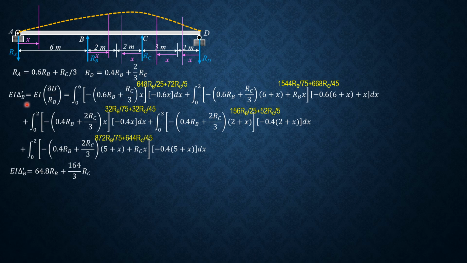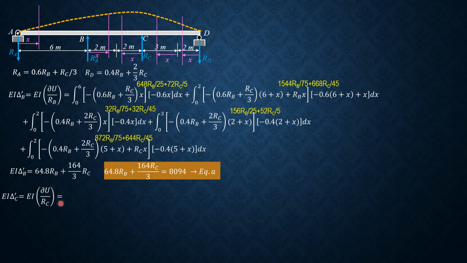Then EI delta C prime equals EI partial of U with respect to RC equals 0. So we use the same first equation, then the second, because of partial derivative with respect to C this time. So this is the first equation, 64.8 RB plus 164 over 3 RC equals the deflection at B when the supports are removed, 8094. This is the same as before. So EI delta C prime equals EI partial of U with respect to RC equals integral of negative 0.6 RB plus RC over 3 x. The differential this time is negative x over 3 dx.